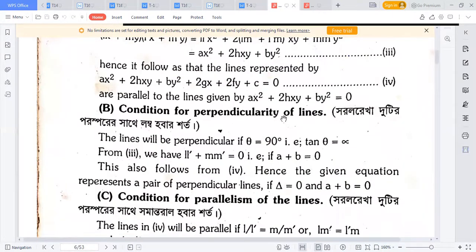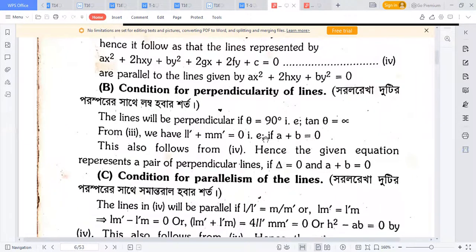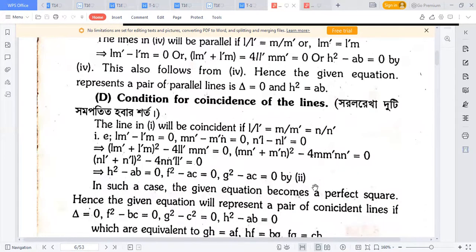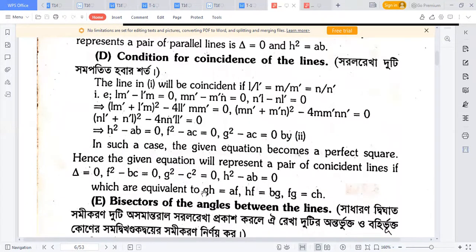Now the condition of perpendicularity: if theta equals 90 degrees, then the lines will be perpendicular. In that case the determinant will be zero, and a plus b also equals zero. a is the coefficient of x square and b is the coefficient of y square. The sum of the coefficients of x square and y square will be zero if they are perpendicular, remember it. Now if delta equals zero and h square equals ab, in that case both straight lines will be parallel to each other and coincide, if these conditions are satisfied.